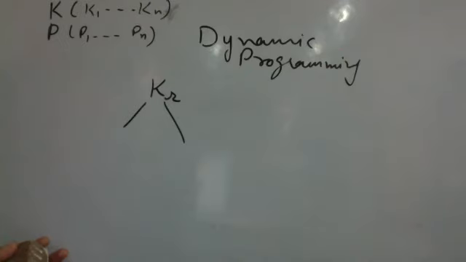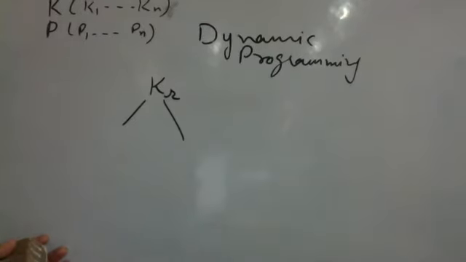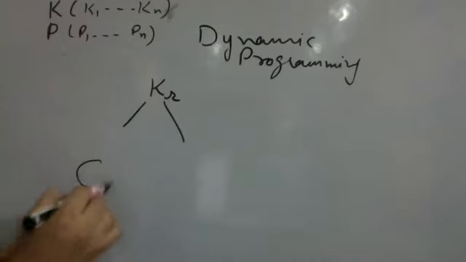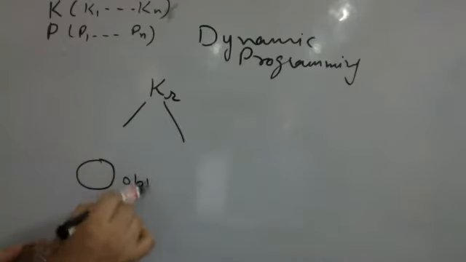What does KR represent? K is only a set of keys. R is representing the root. I am just taking an example. K is only the set of keys which I am having. R is representing a root. Now the problem is when I am dividing, every subtree here should also be optimal.